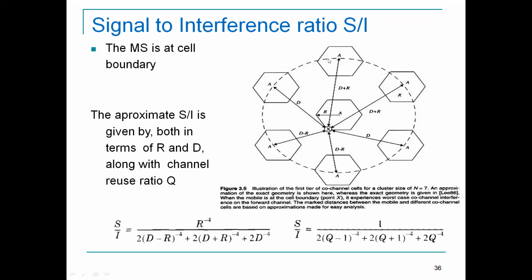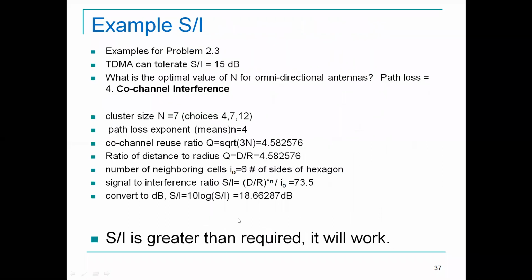For signal to interference ratio S by I, the mobile station is at the cell boundary. Here the mobile station is at the boundary of the center cell. Right. Here is the distance D. These are all D plus R, where R is the radius of the cell, whereas D is the distance between base stations of interfering cells. Right? These are the equations for the S by I ratio.